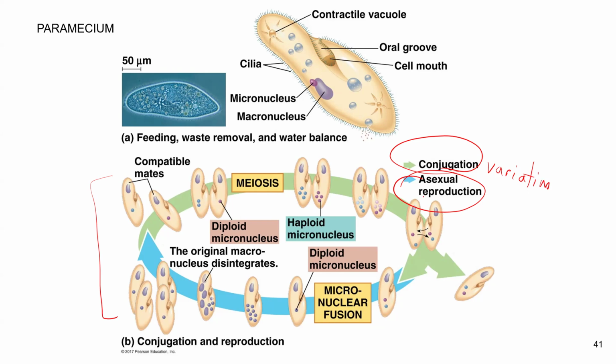They also have two nuclei. So we've got a large nucleus and a small nucleus. That's a good thing to know. And they use cilia to move, hence the name ciliates.